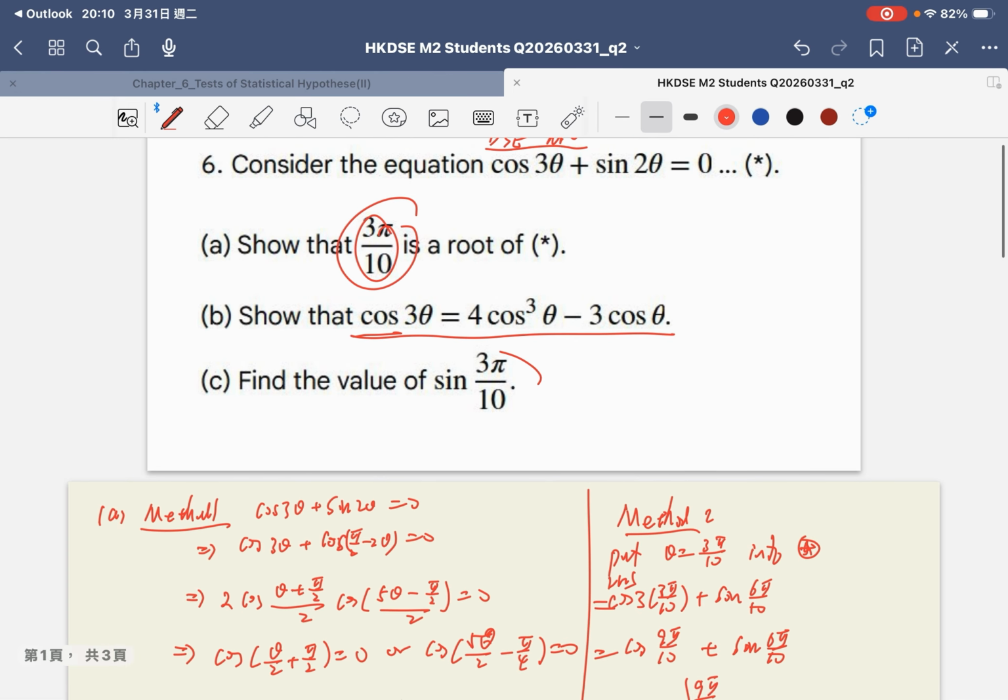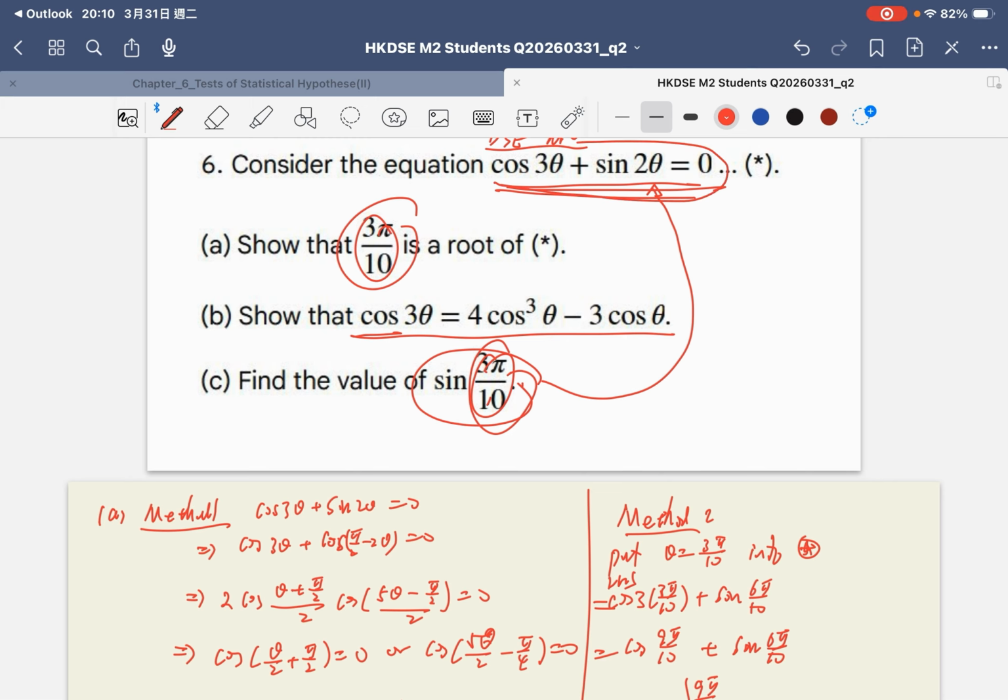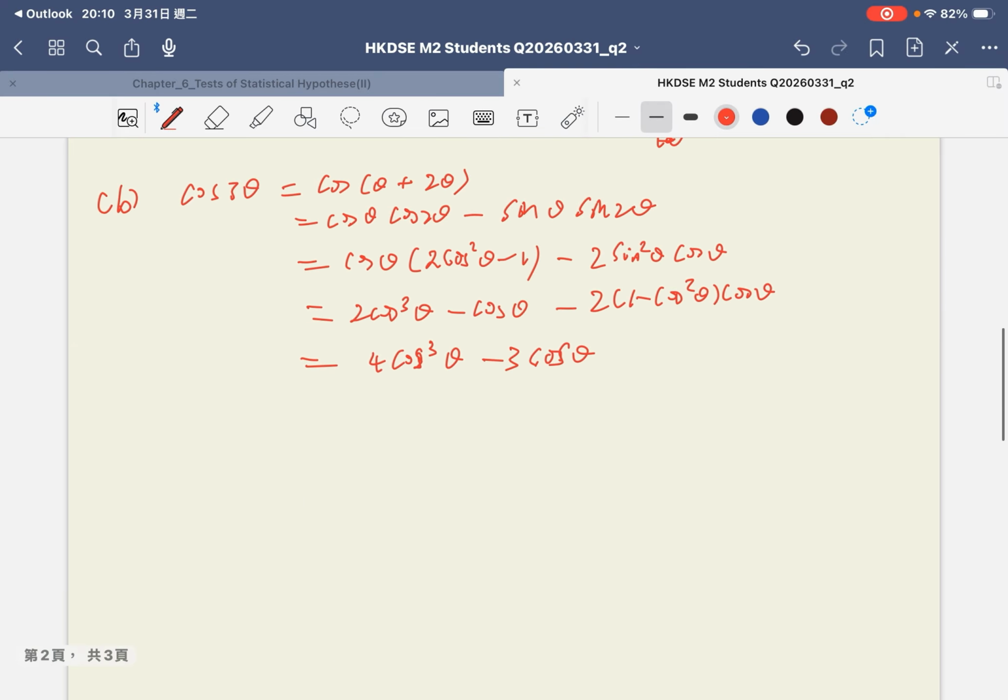For the last part, find the value of sine 3π over 10. I think it should be related to the roots of this equation. Therefore, this time I don't choose the method of putting the value into the equation, but rather let θ be the root, expand this through this identity, and also expand sine 2θ using the double angle formula. Then try to find the value of sine 3π over 10. Okay, let's go into the details.